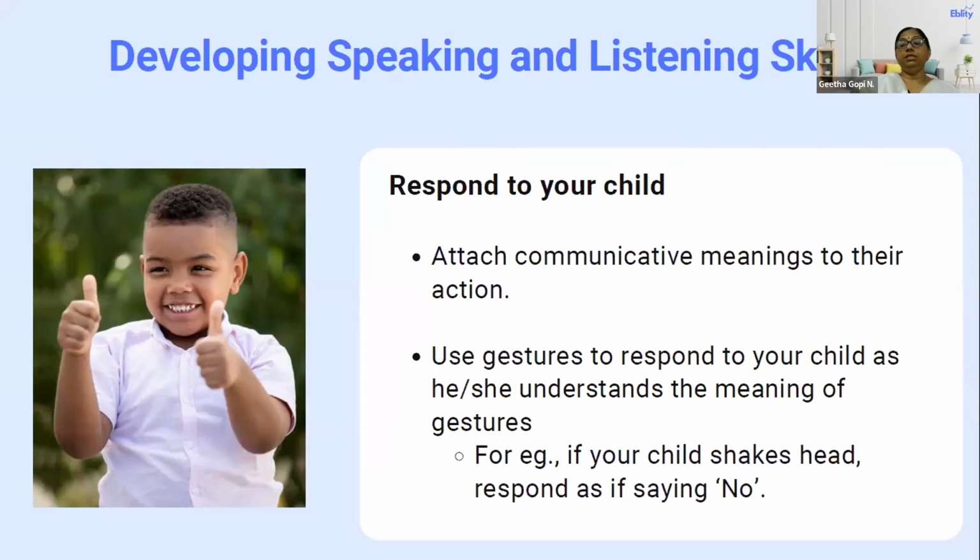So attach communicative meanings to the child's actions, and use gestures to respond to your child. If the child is putting a hand out for no, or nodding their head or showing some kind of gesture, add a word to that so that the child learns that the gesture-word association can be used for communicating. Because again, effective communication is a combination of both gestures as well as verbal utterances. So again, provide these kind of good modeling examples to the child.